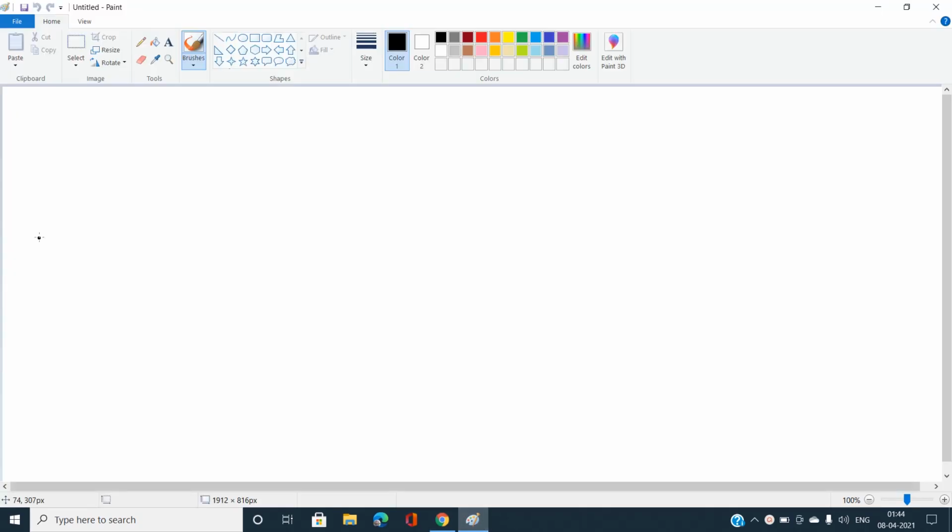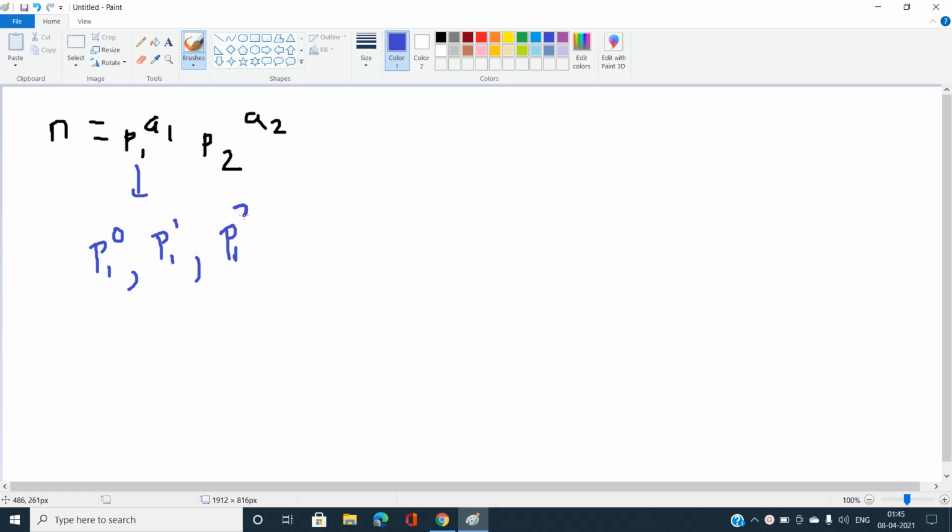You can see n can be represented as p1 power a1 into p2 power a2, and for now I'm going to limit this to only two terms. You can generalize this for any number of terms later on. Now this factor has a1 plus 1 choices, so I can write it as p1 power 0, which will also be a divisor of n, and p1 power 1, and p1 square, and it goes up to p1 power a1, each of which is also a divisor of this number n.